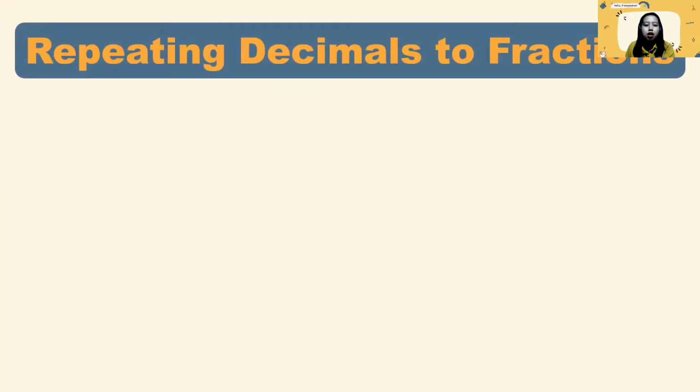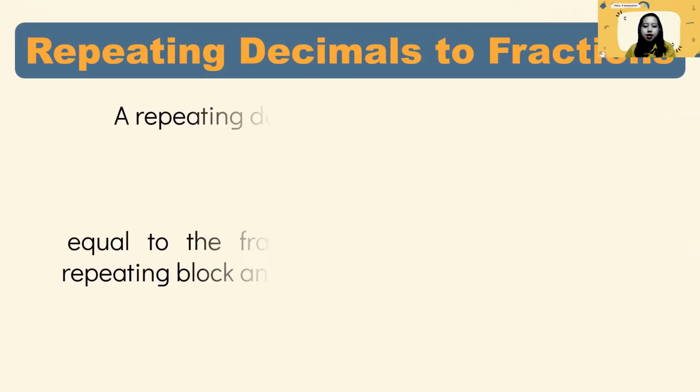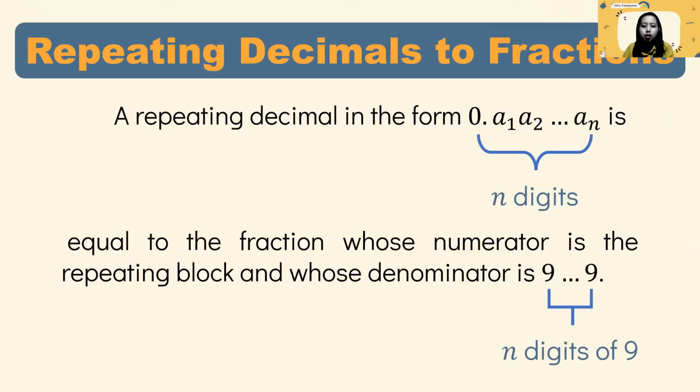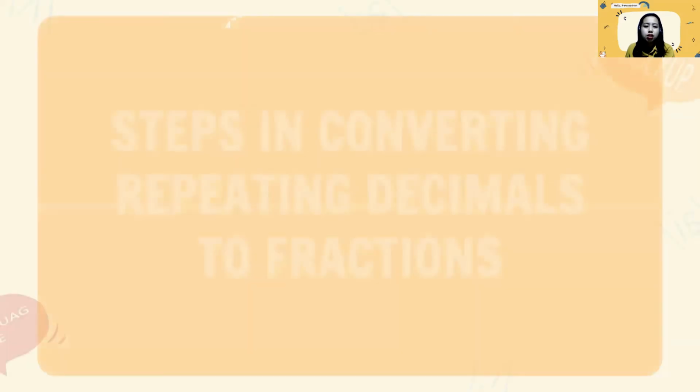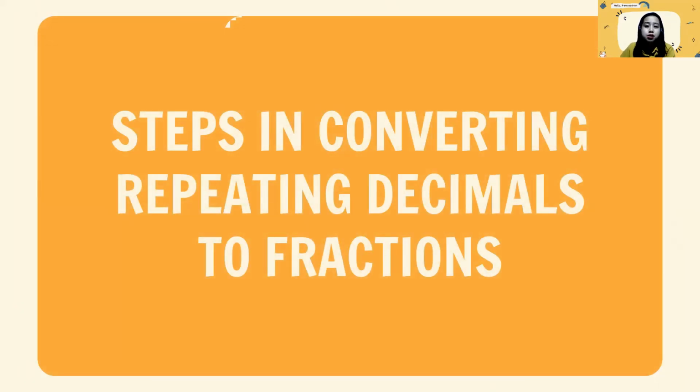We will proceed to converting repeating decimals to fractions. It says here that a repeating decimal in the form 0.a sub 1, a sub 2 up to a sub n is equal to the fraction whose numerator is the repeating block and whose denominator is n digits of 9. So to further understand this statement, we will have the steps in converting repeating decimals to fractions.